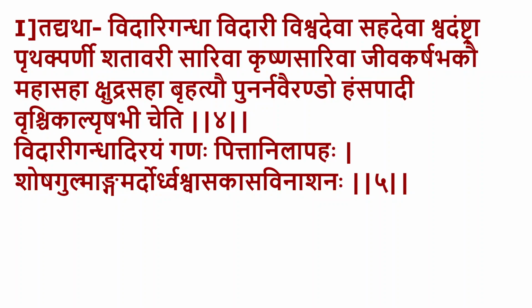Among those groups which are mentioned, 37 gana mentioned in Sushruta, the first of them is Vidari Gandhadi Gana. In the Vidari Gandhadi Gana, there are 20 drugs, and they are Vidari Gandha, Vidari, Vishwadeva, Sahadeva, Shwadamstra, Prithakparni, Shatavari, Sariva, Krishna Sariva, Jivanti, Rishabhaka, Mahasaha, Kshudrasaha, Brihati, Kantakari, the two Brihatis, Punarnava, Eranda, Hamsapadi, Vrishtikali, Vrishabhi. These are the 20 drugs.